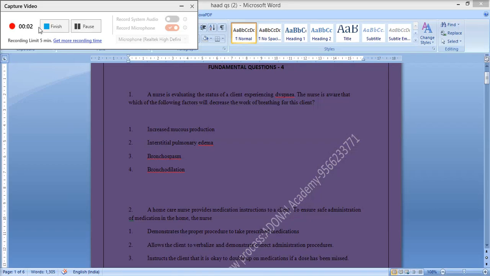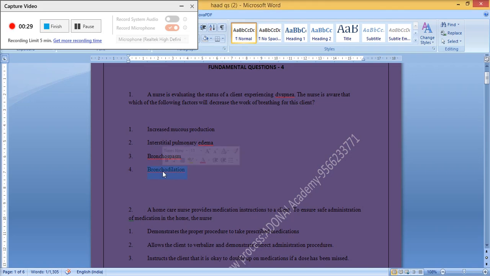Fundamental question 1. A nurse is evaluating the status of a client experiencing dyspnea. The nurse is aware that which of the following factors will decrease the work of breathing for this client? 1. Increased mucus production. 2. Interstitial pulmonary edema. 3. Bronchospasm. 4. Bronchodilation. The correct answer is 4.